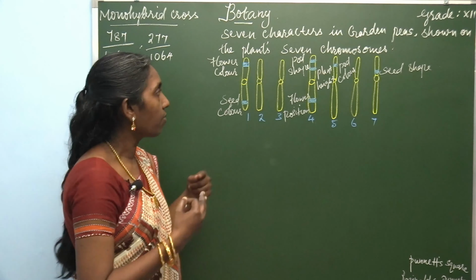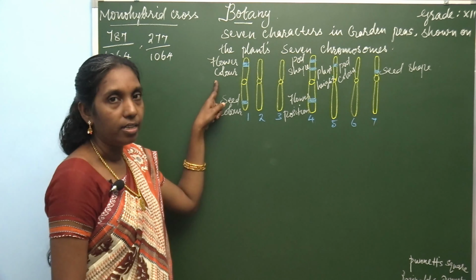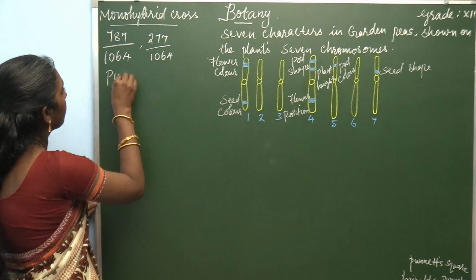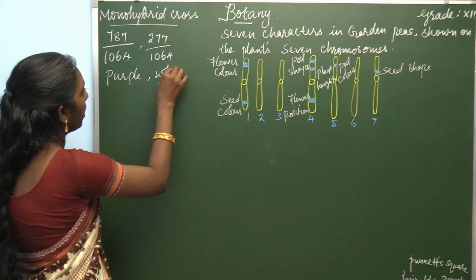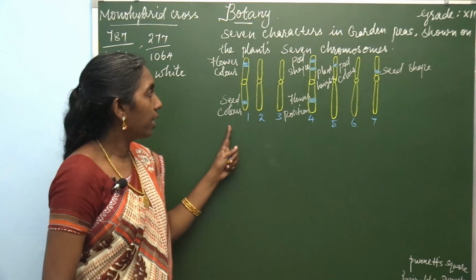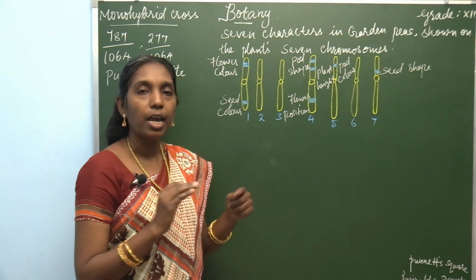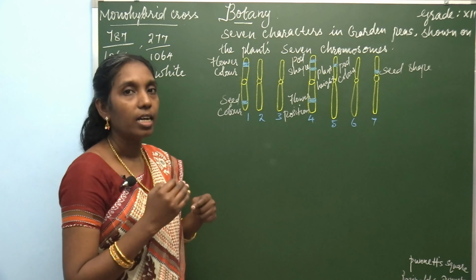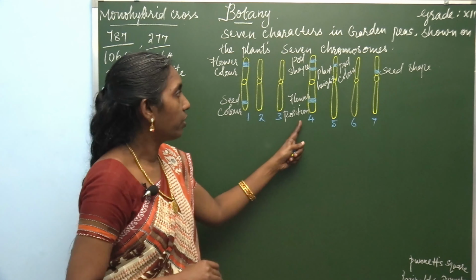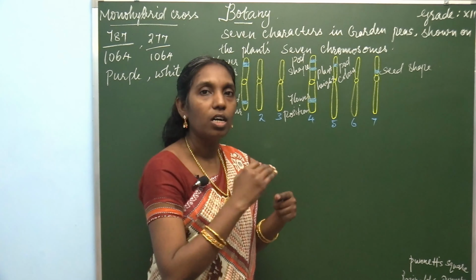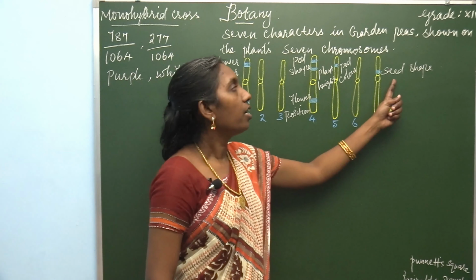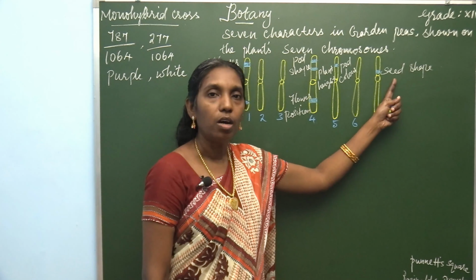What are the characters? The 7 characters are: flower color, which has 2 colors, purple and white; seed color, yellow and green; pod shape, inflated or constricted; position of the flower, axial or terminal; height of the plant, tall and dwarf; color of the pod, yellow and green; and shape of the seed, round or wrinkled.